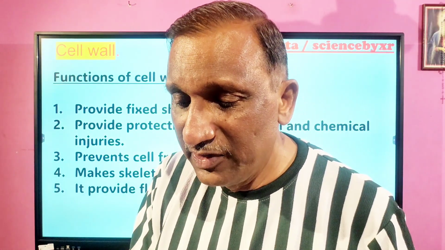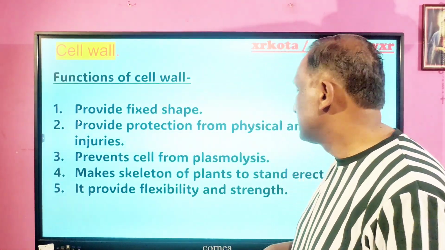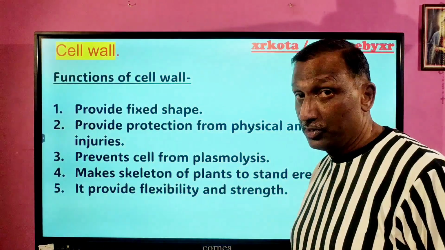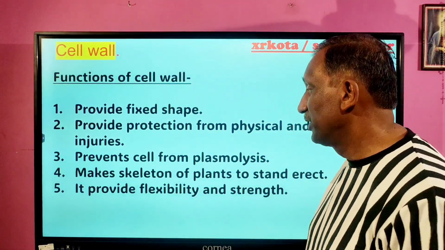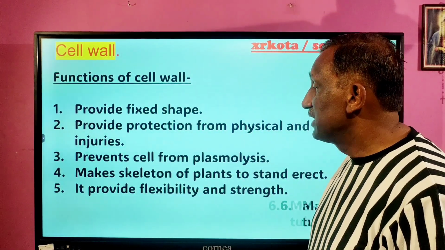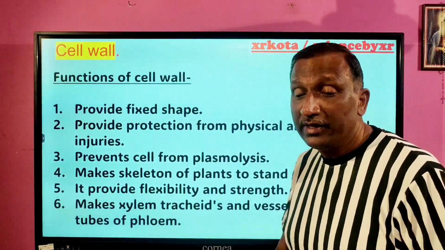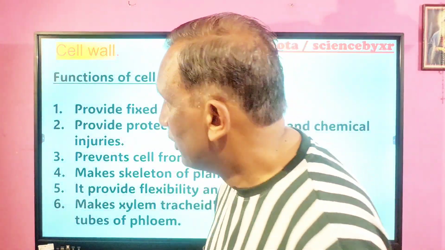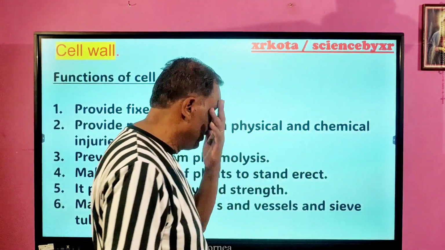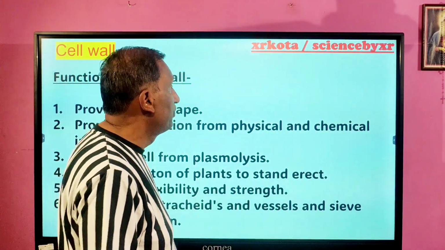So as a result what happens, the cell wall gives them flexibility and strength भी दे रहा है because cell wall is there तो strong तो हो गए. ठीक है, तो ये हो गए. इसके अलावा ये क्या कर रहे हैं? They are also making the tracheids of the xylem and vessels of the xylem and sieve tube of the phloem.